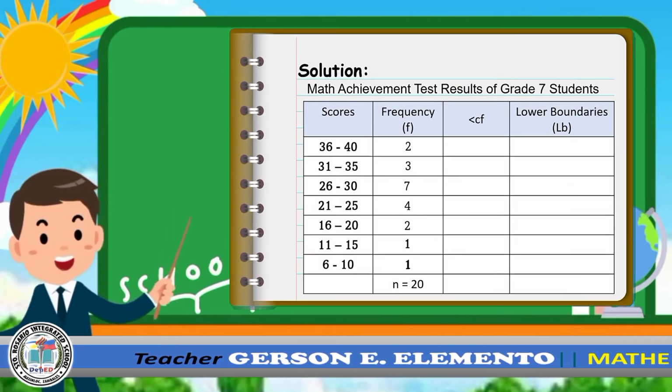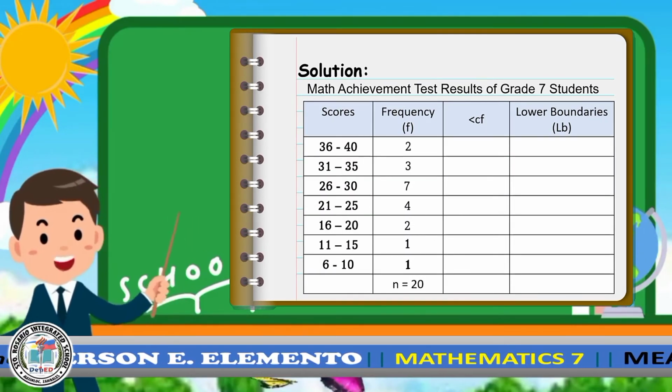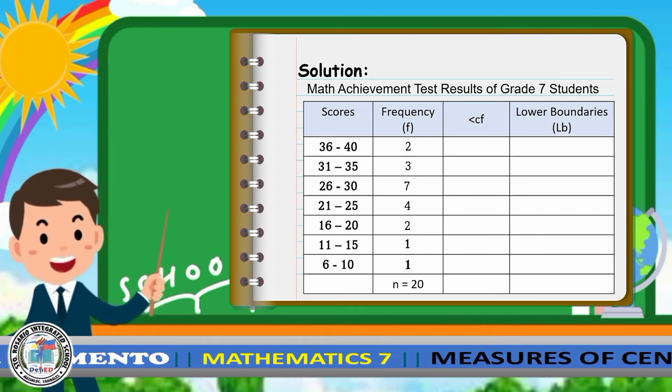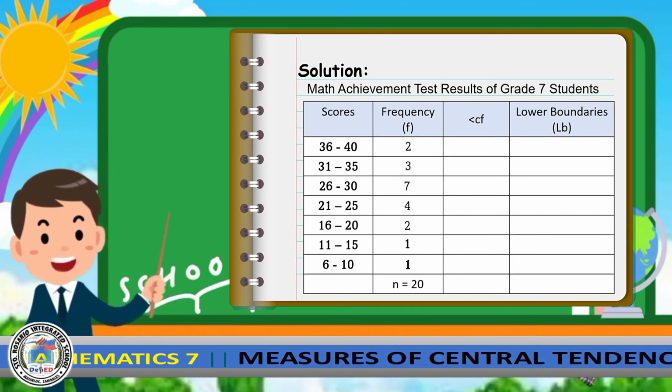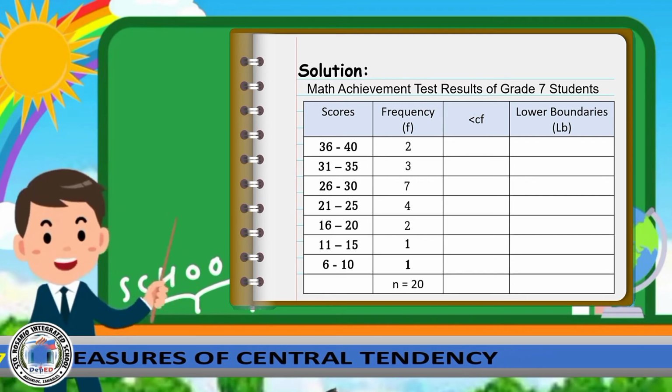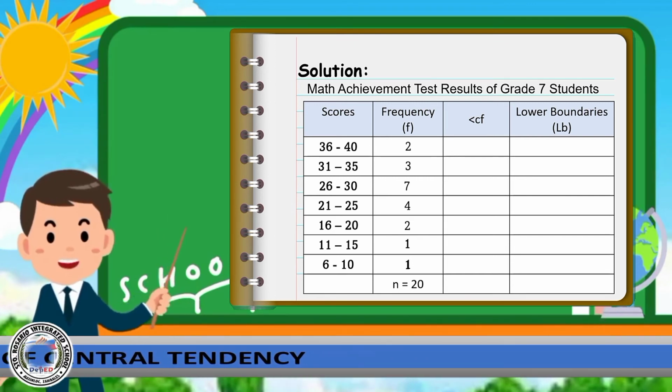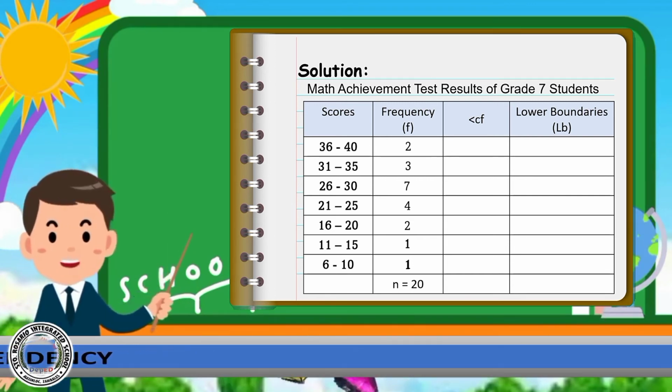Solution: we also need to add two columns to the right of the given table. Columns for cumulative frequency less than, and one column for lower boundaries.